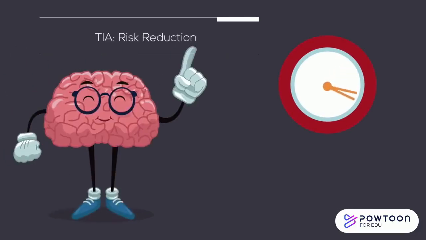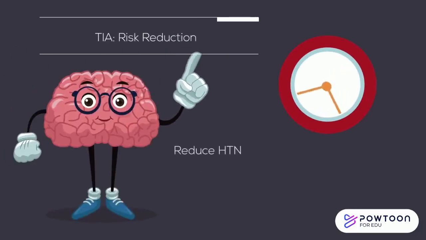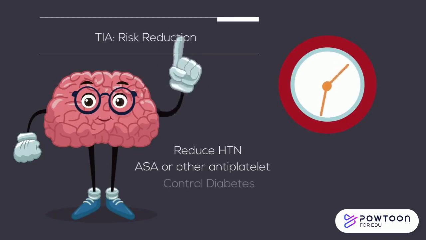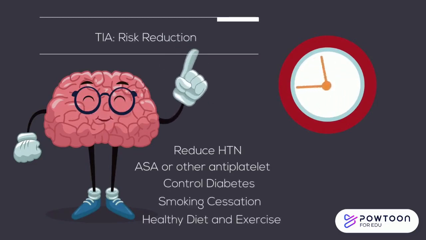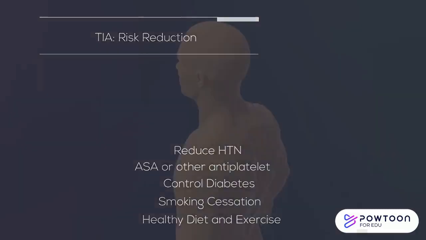TIAs often lead to ischemic stroke, so it's important to identify any modifiable risk factors and encourage healthy lifestyle options: reducing blood pressure, taking an aspirin or antiplatelet medication, controlling diabetes. Doing these measures will help prevent future strokes.